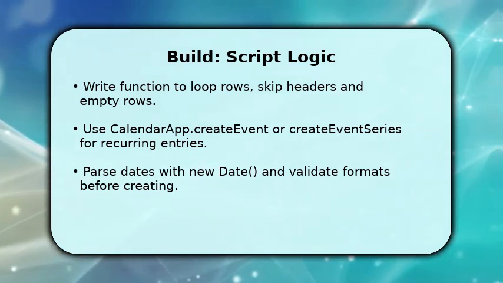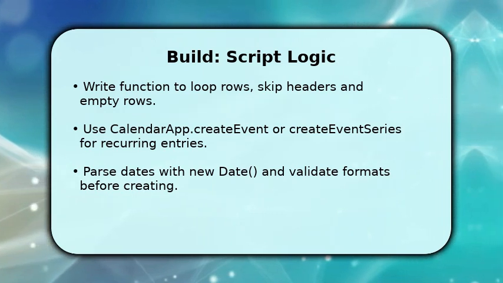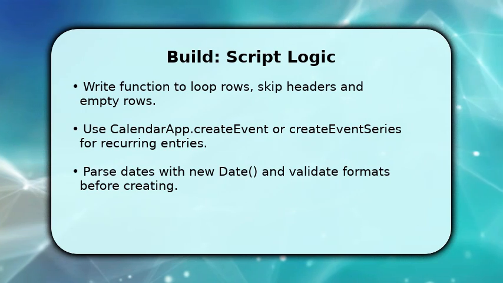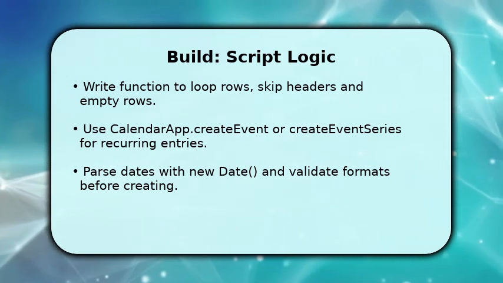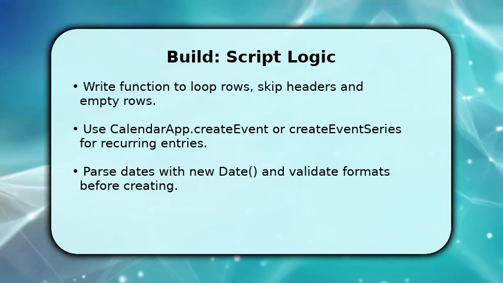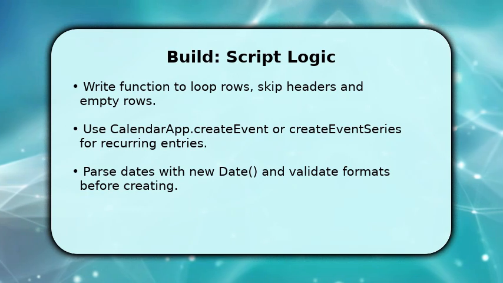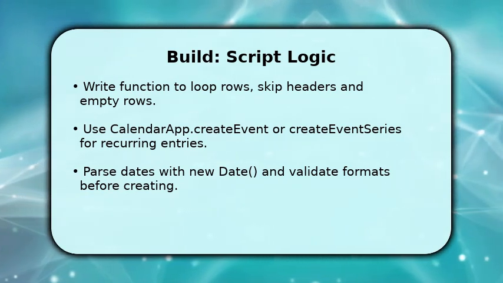Use CalendarApp.getCalendarById, calendar ID, then createEvent with title, start, end, description, and guests to add events. If you have recurrence data, use createEventSeries with a recurrence rule. Make sure to handle time zones consistently and log final steps.